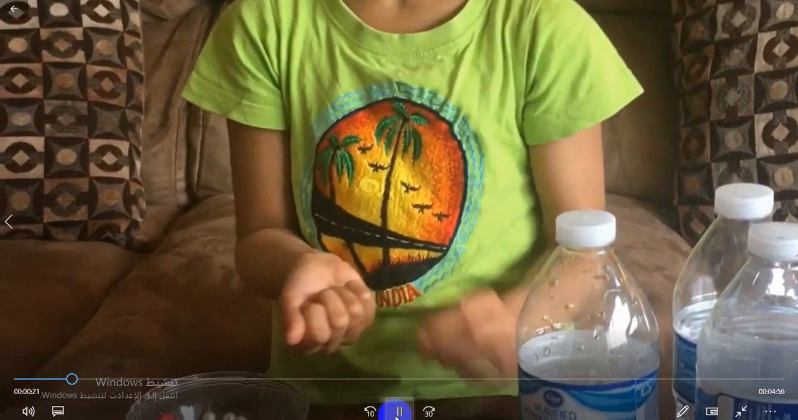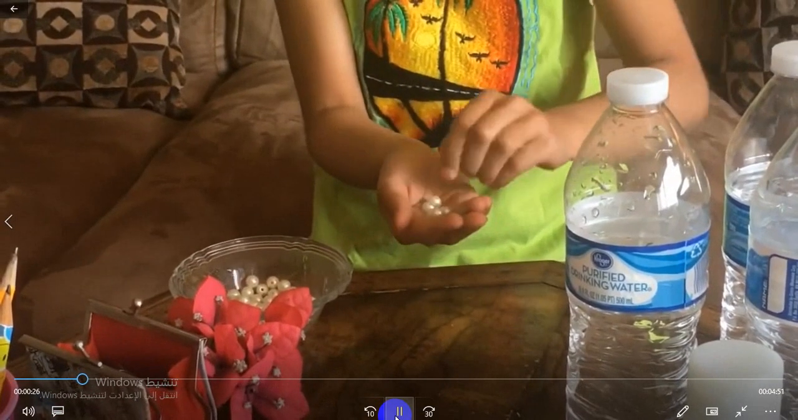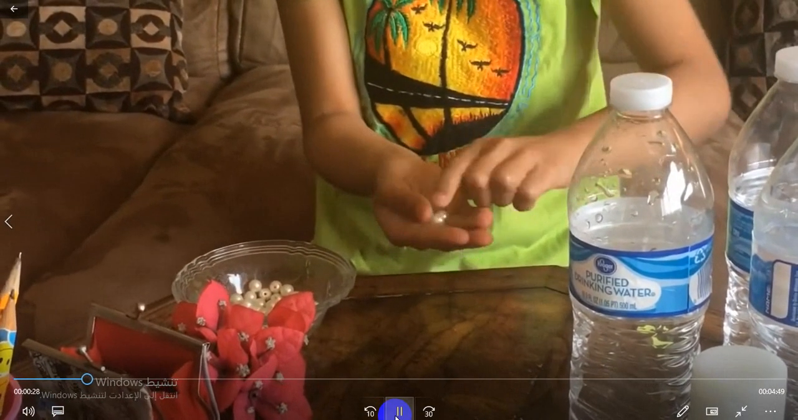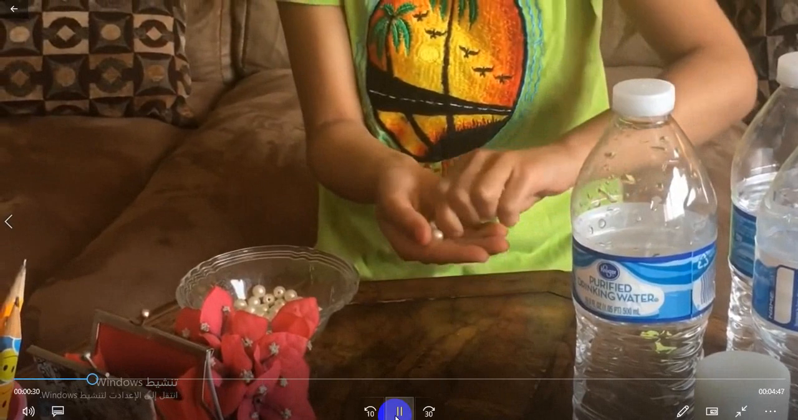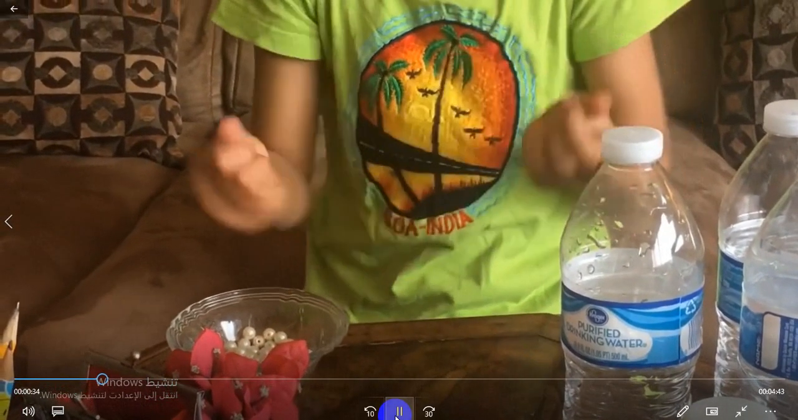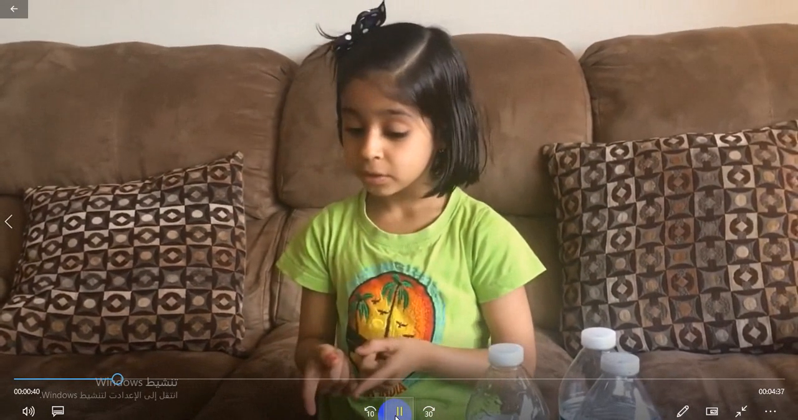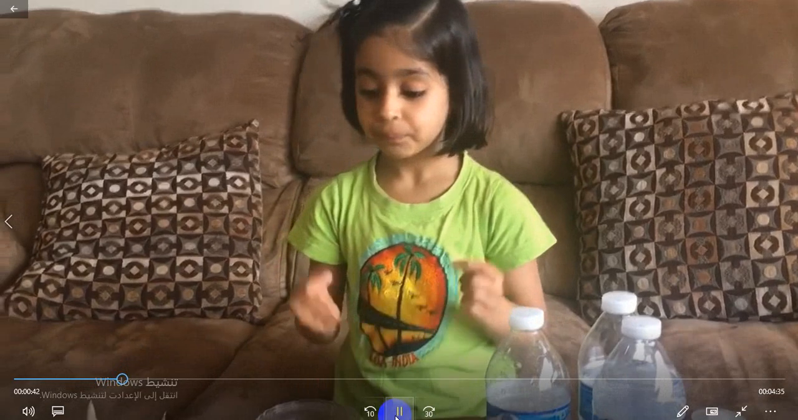So can we count these? Yes, we can. Look, watch. 1, 2, 3, 4, 5. We counted these. We really did. So that means they're a few. Something that we can count is always a few.